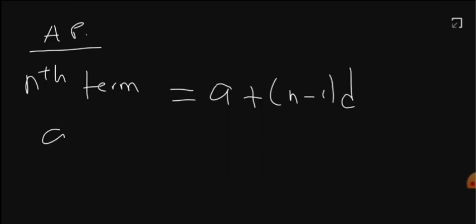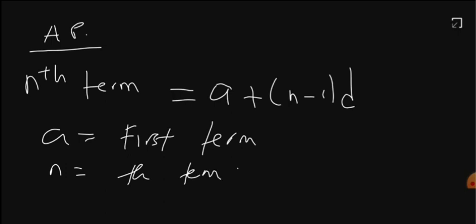So the nth term of an arithmetic progression is given by a plus, open brackets, n minus 1, close brackets, times d. A is known as the first term of an AP series. N is known as the nth term, and d is known as the common difference.